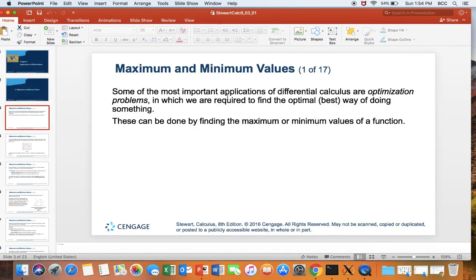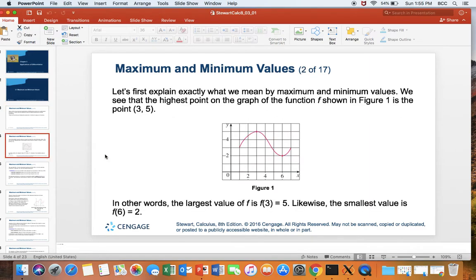Some of the most important applications of differential calculus are optimization problems. Optimization problems means problems in which we are required to find the optimal or the best way of doing something. These can be done by finding the maximum or minimum values of a function. So a problem could ask you to find the maximum value or a minimum value. Such problems are called optimization problems.